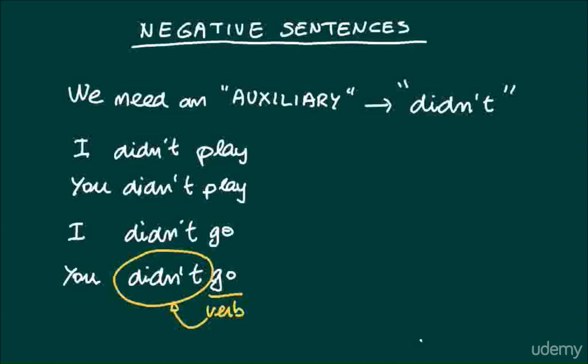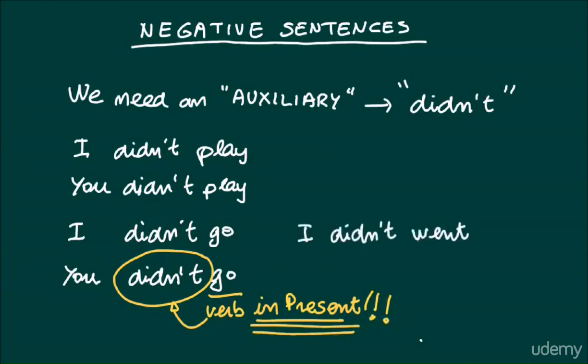Notice that when we do a negative sentence, we use the auxiliary didn't before the verb for all subjects, and then we put the verb in present tense. We don't say, I didn't went. We say, I didn't go. So to create a negative sentence, we don't mind if the verb is regular or irregular, as we just add the auxiliary didn't before the verb in present tense.